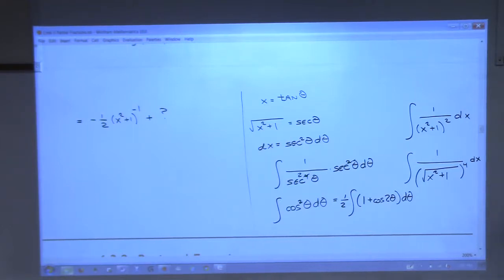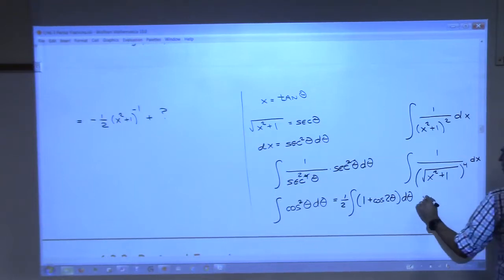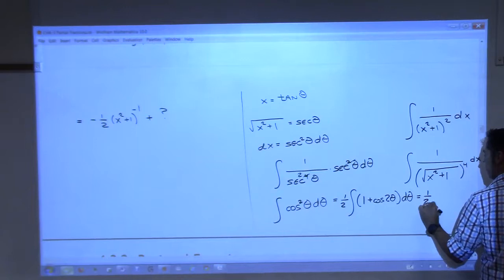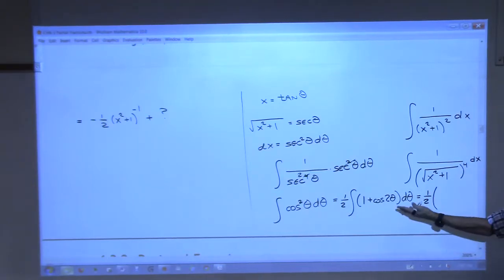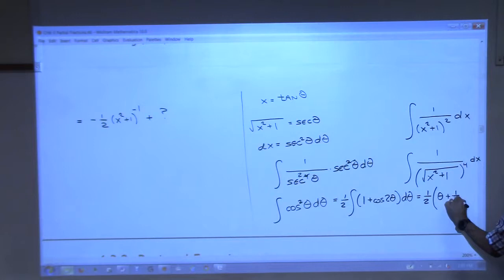Let me just finish this. All right, now what? Now we have to take the antiderivative, right? I still need the antiderivative. So we have 1/2, and then we have the antiderivative of 1, which is theta, plus the antiderivative of cosine 2 theta, which is 1/2 sine 2 theta, plus a constant.